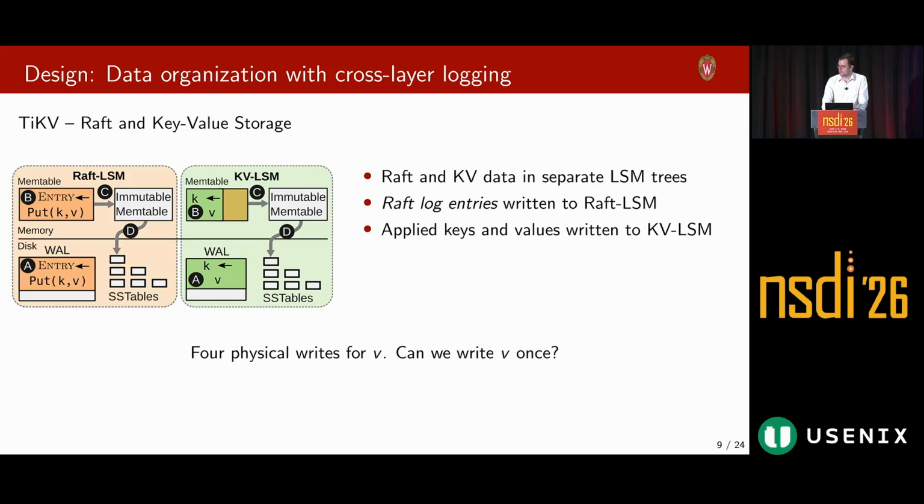The same writes appear over on the KV side when that put command is applied. But you can see this adds up to 4 physical writes for V, so 2 write-ahead log writes and then 2 SS table writes. So is it possible for us to only write V once?